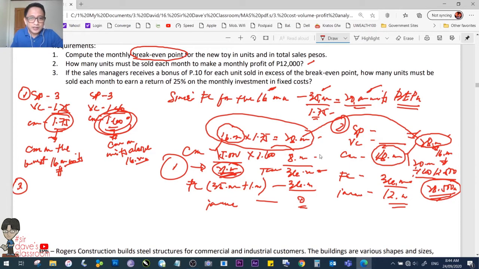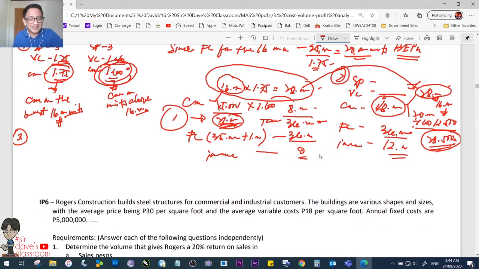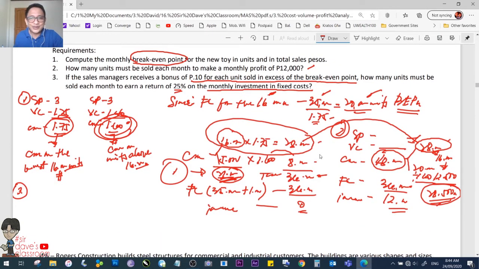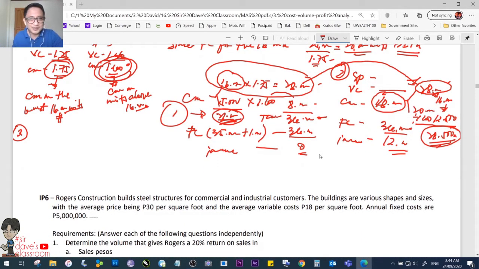If the sales manager receives a bonus of 0.10 for each unit sold in excess of the break-even point, how many units must be sold each month to earn a return of 25% on the monthly investment in fixed costs? Just the same. Kaso medyo complicated lang ng konti because of the 0.10 commission for the sales manager above the break-even point. So, tignan natin ha. Erase muna akong konti rito.